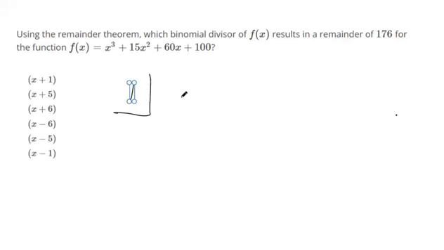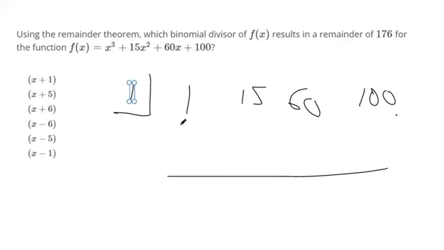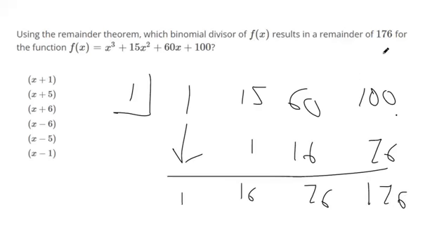Plug in 1. Carry down the 1. 1 times 1 is 1. Add them up. 1 times 16 is 16. Add them up. That's 76. Yes, this one's going to work. 1 times 76 makes 76. And you add them up, you've got 176 for your remainder.